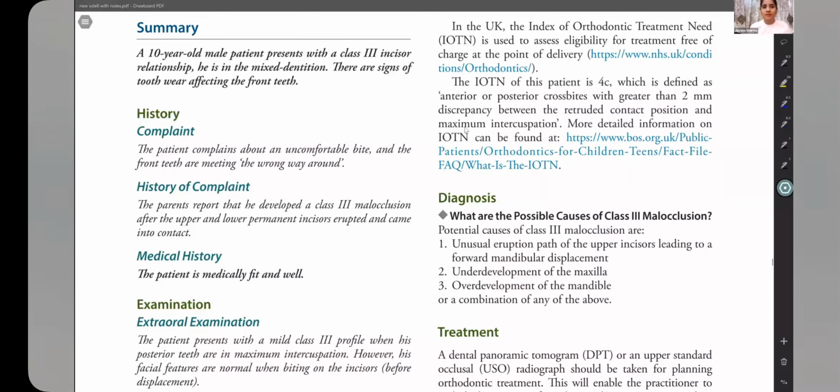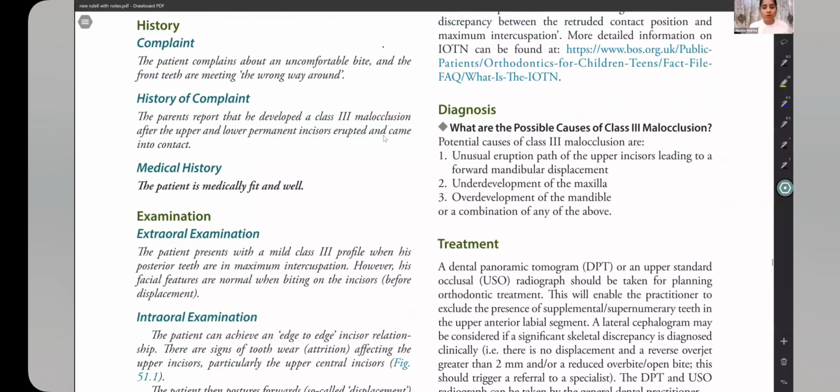It's a 10-year-old male patient who presents with a class 3 incisor relationship. He's in mixed dentition, and there are signs of tooth wear affecting the front teeth. The tooth wear is seen in the front teeth because a crossbite not just hampers the growth of the maxillary jaw, but is also a traumatic bite.